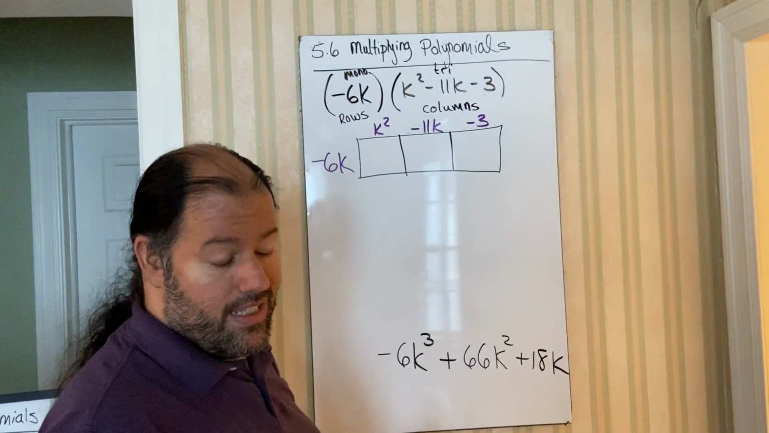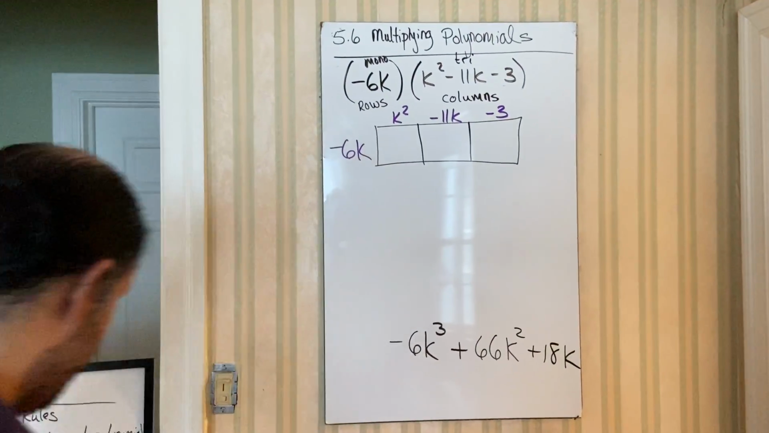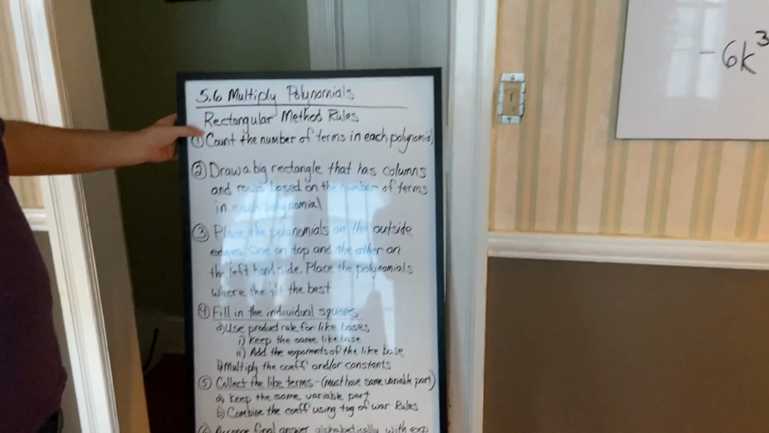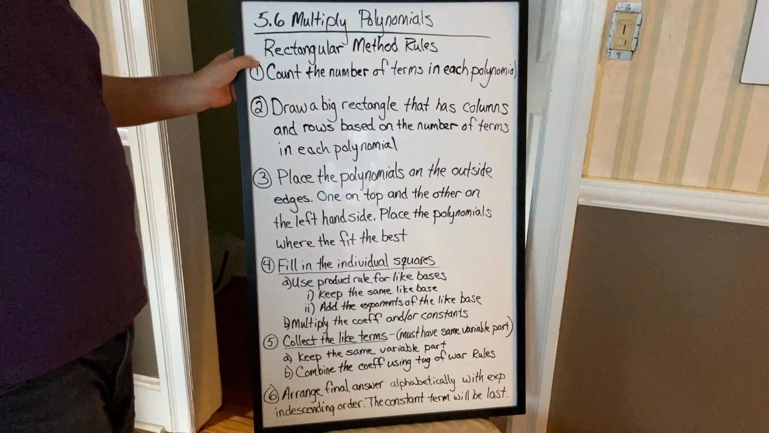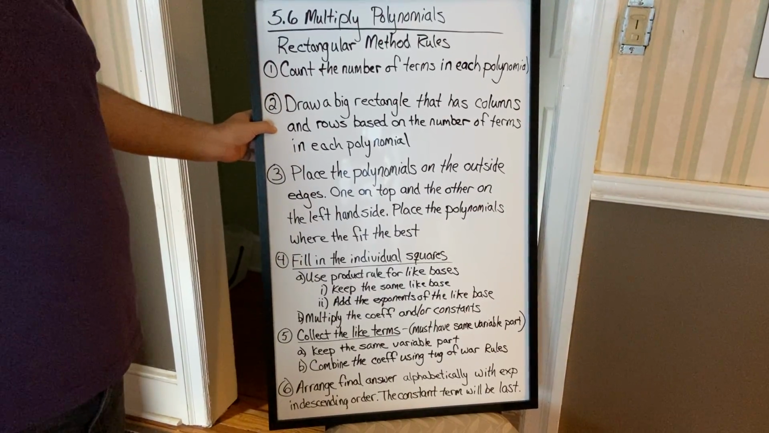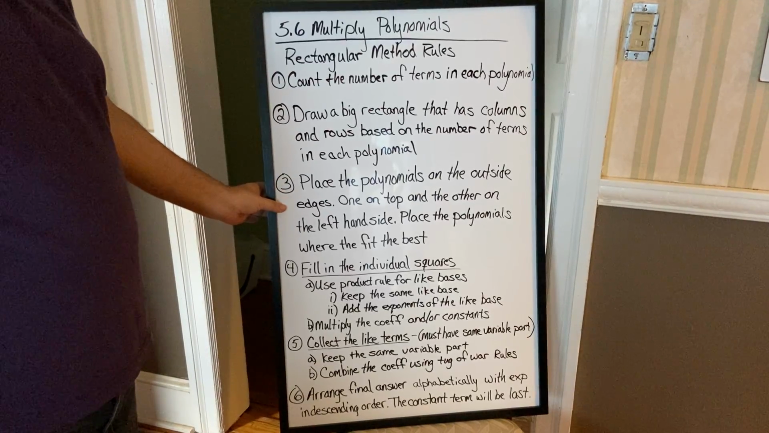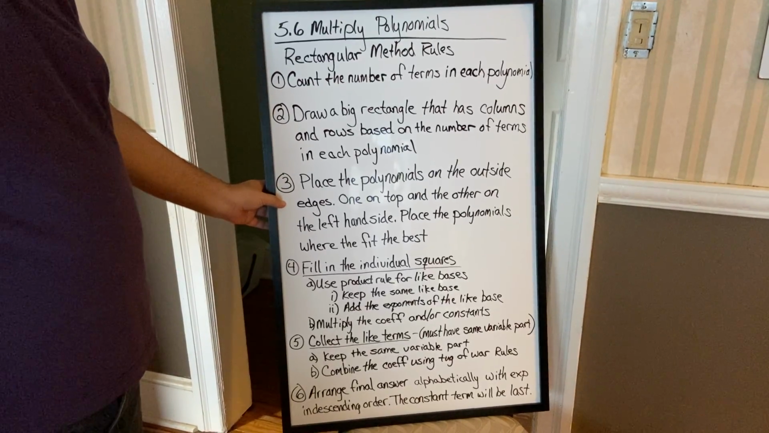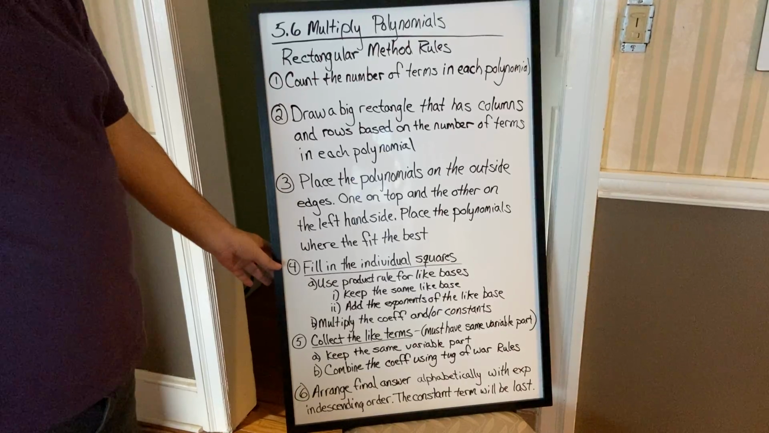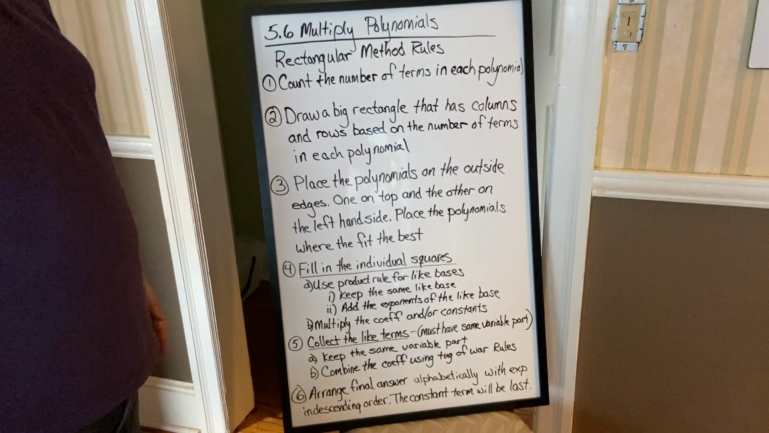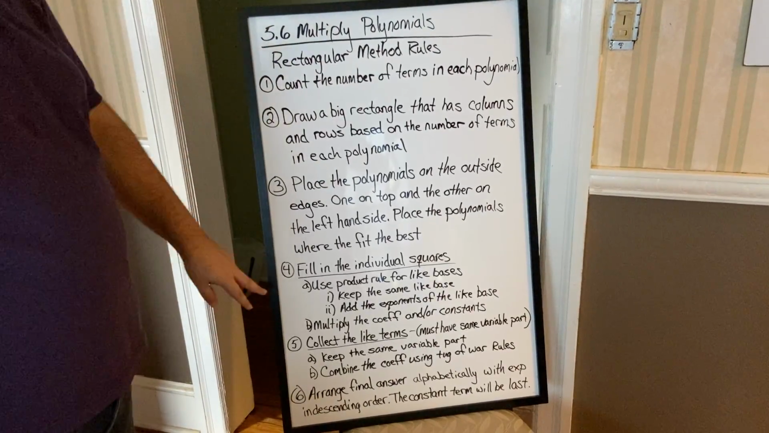Once you do that, we said, we'll go back to this. Count the number of terms in polynomials, which we did, 1 versus 3. We drew our big rectangle, okay, based on rows and columns. And then we placed our polynomials on the outside edges. But let's get to here. Fill in the individual squares. We have 3 squares we need to fill in.